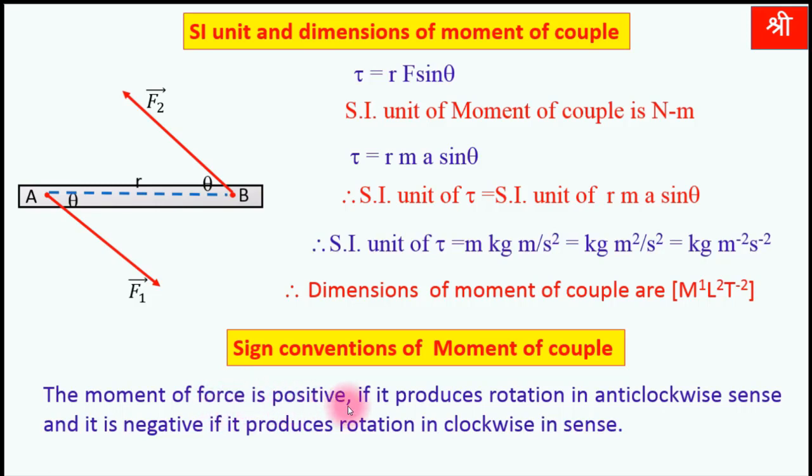Moment of couple is positive if it produces rotation in anti-clockwise sense, and it is negative if it produces rotation in clockwise sense. That means if the moment of couple rotates the body, suppose this is the circle along which the body rotates, and if this moment of couple rotates the body in anti-clockwise direction, like this, anti-clockwise direction in this way, then in this case, that moment of couple is taken as positive.